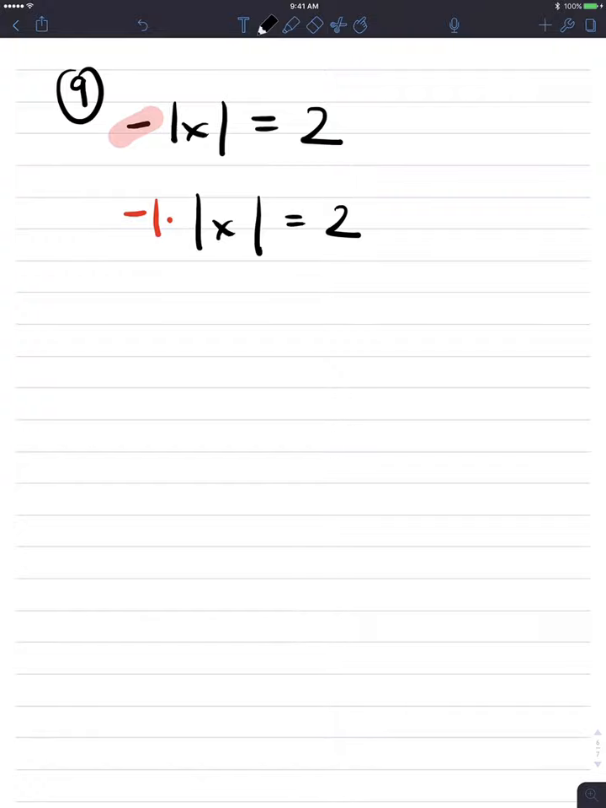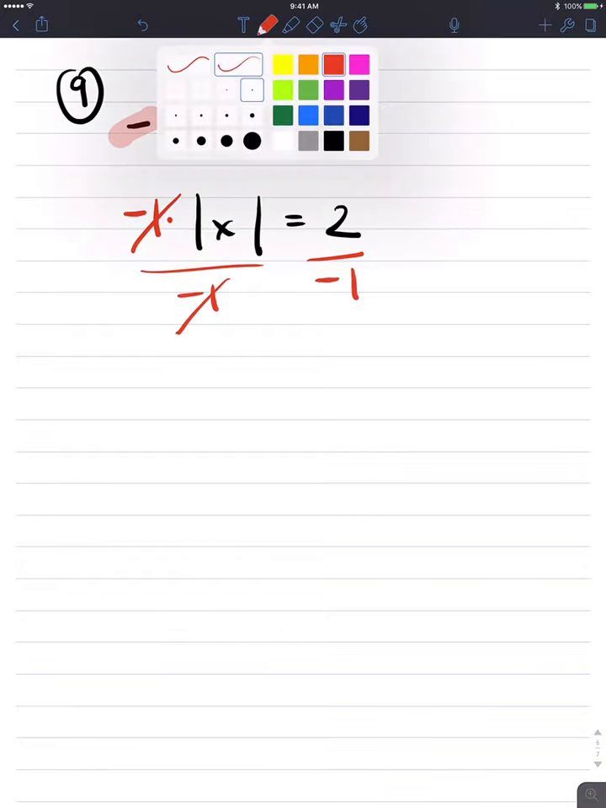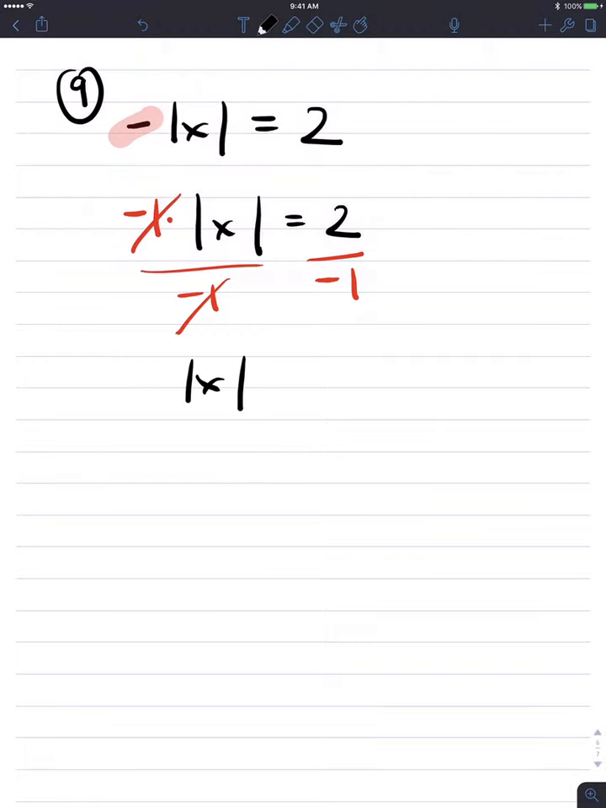Number 9, minus the absolute value of x is 2. We're in the same scenario where we're going to notice that the negative sign is outside our absolute value. So we write this as negative 1 times the absolute value of x is positive 2. Going to divide both sides by negative 1 to solve for the absolute value. Notice negative 1 cancels. We just solve for the absolute value. We get the absolute value of x being positive 2 divided by a negative 1, which is negative 2.